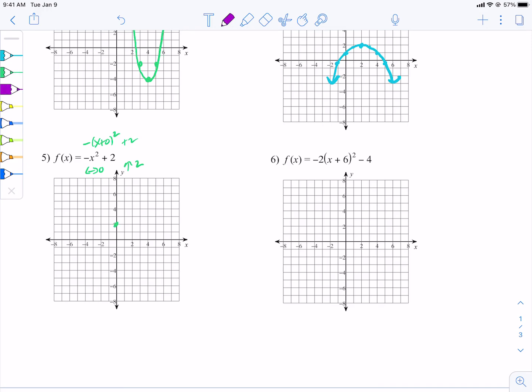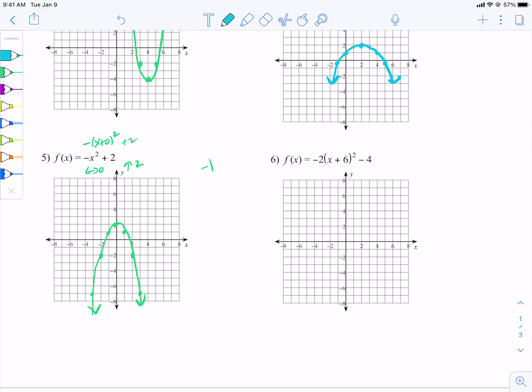Then from there, we have a -1. So we're just going to be opening down instead of up. So we go over 1, down 1. Over 1, down 1, 2, 3. Over 1, down 1, 2, 3, 4, 5. And this gives us our nice picture of our parabola.